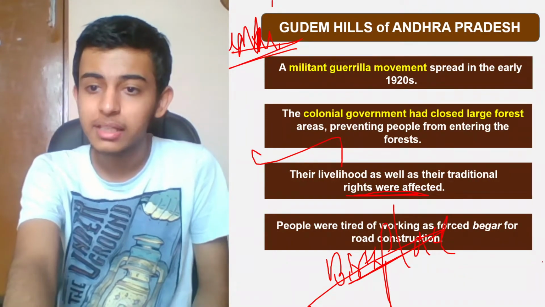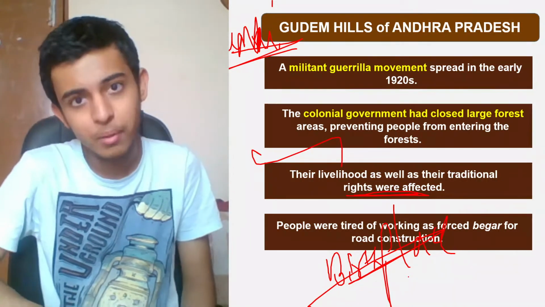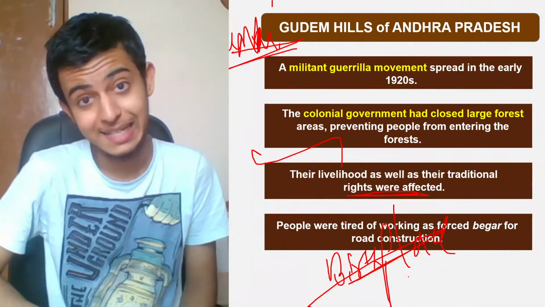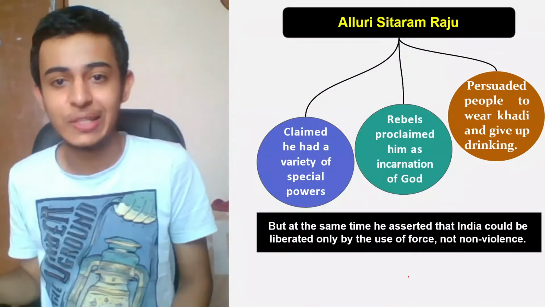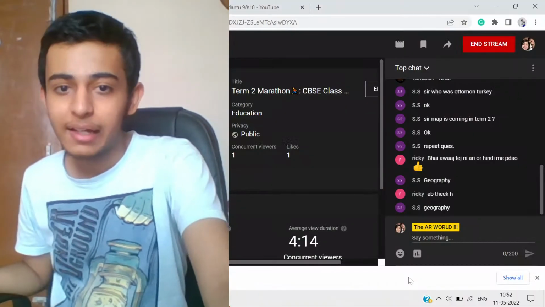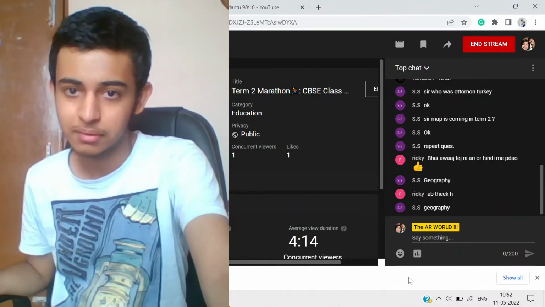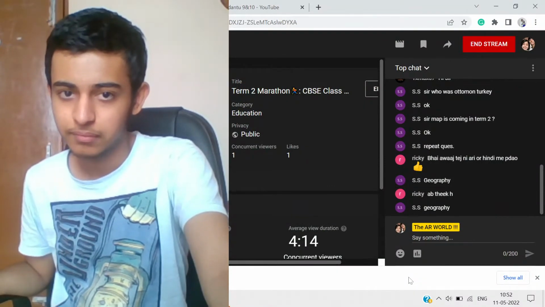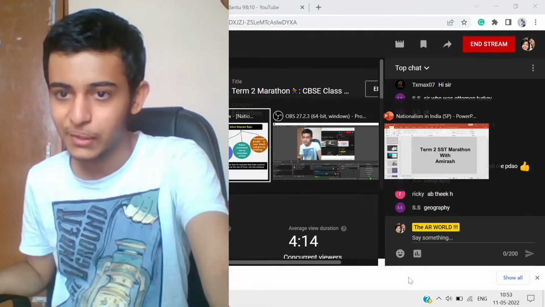People were tired of working as forced beggar for road construction. तो ट्राइबल लोगों को कहा कि अब आप रोड बनाओ and हम आपको पैसे भी नहीं देंगे. So tribal people have to construct the roads and they were not given any wages. ठीक है. अब पिक्चर में आए हमारे हीरो. Very very important. This concept is very important to understand. Okay.